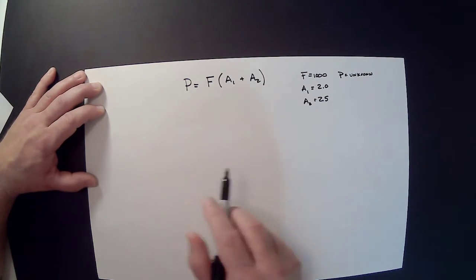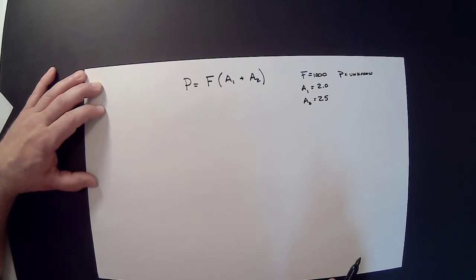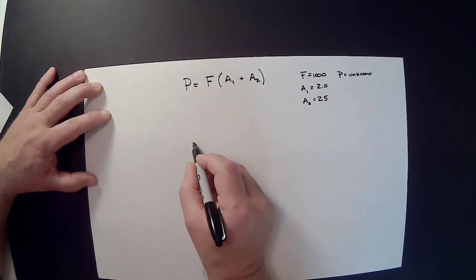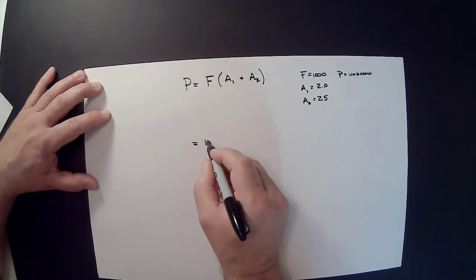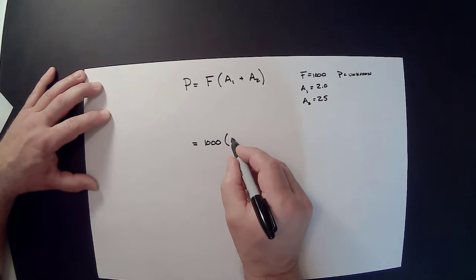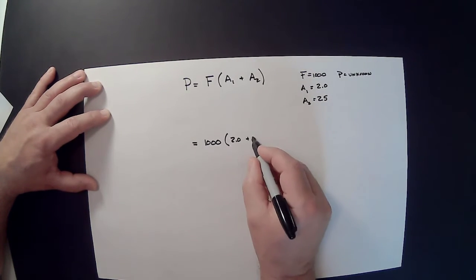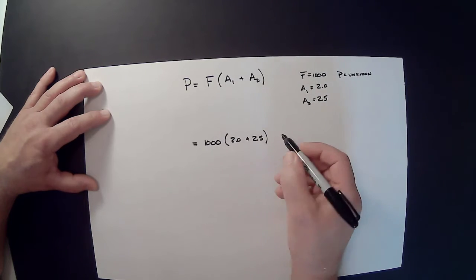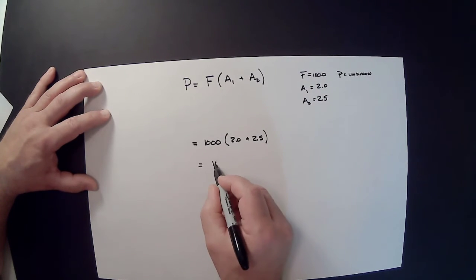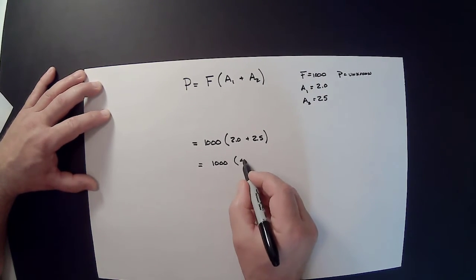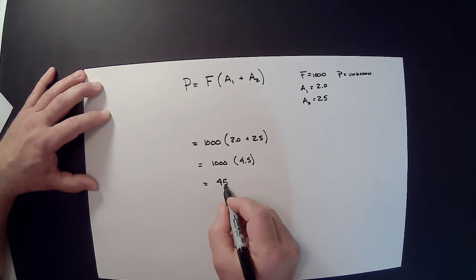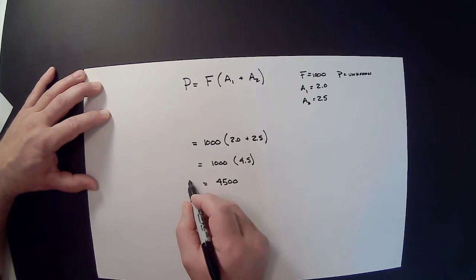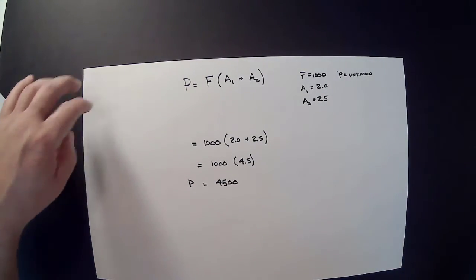This is really straightforward. P is already on the left side of the equal sign by itself. So all I have to do is substitute in values for F and A1 and A2. 1,000 times 2.0 plus 2.5 equals 1,000 times 4.5 equals 4,500, which is my final answer.